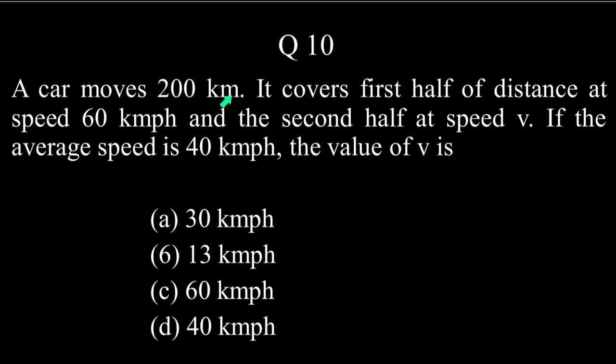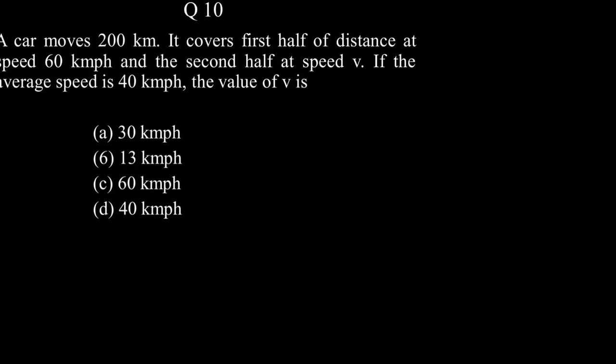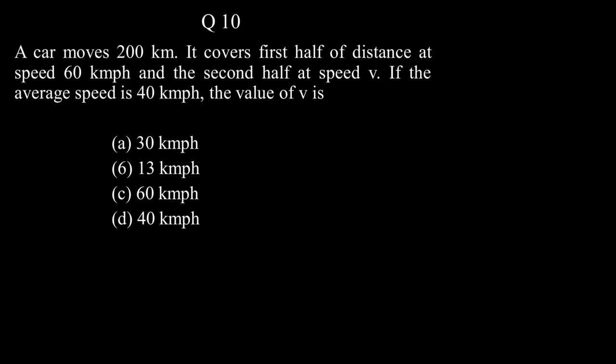A car moves 200 kilometers. It covers the first half of the distance with speed 60 km per hour and the second half at speed v. If the average speed is 40 km per hour, the value of v is. Okay, so a direct continuation, I would say it's almost the same as question number 9. So I will just start answering the question by writing the formula for V average, right?